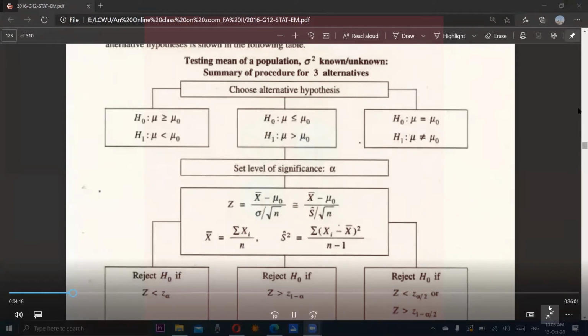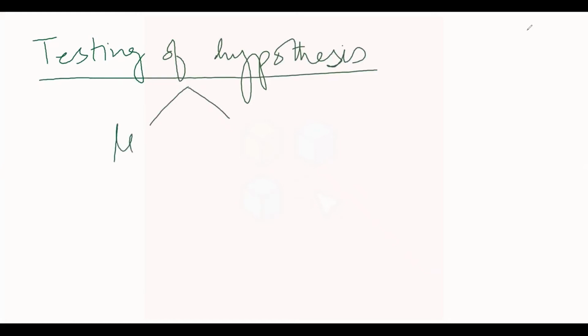of rectangles. Left hand side, equal to mu naught. In the middle, the null hypothesis is mu less than equal to mu naught. On the right side, mu is equal to mu naught. These are the three cases which depend on the sampling distribution of x bar, whose testing of hypothesis is further divided into two categories.